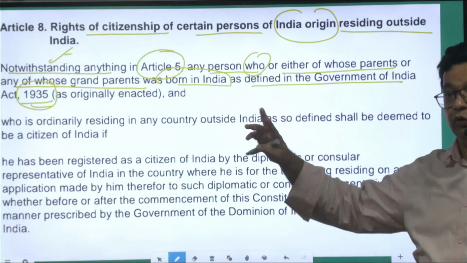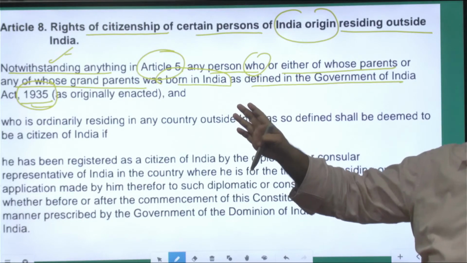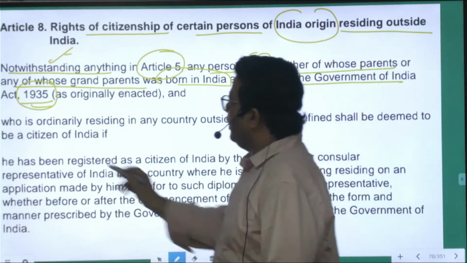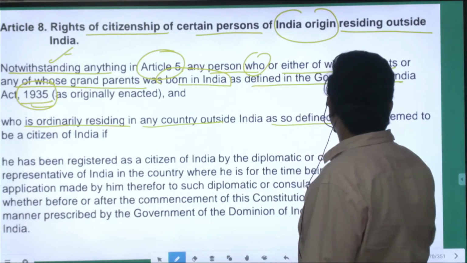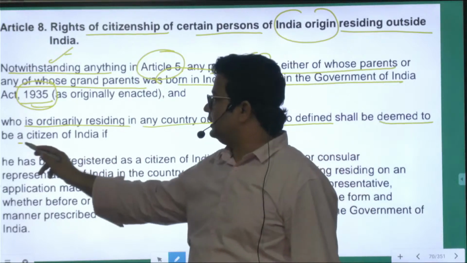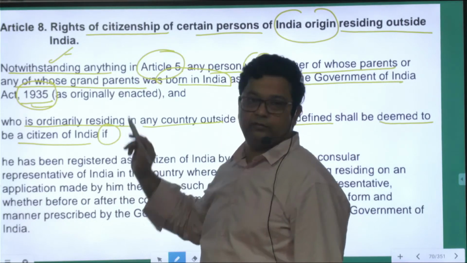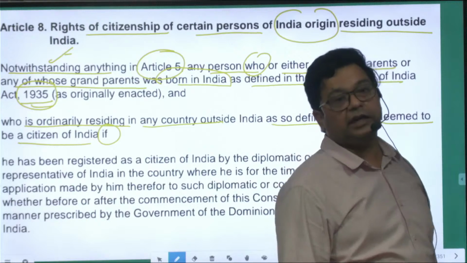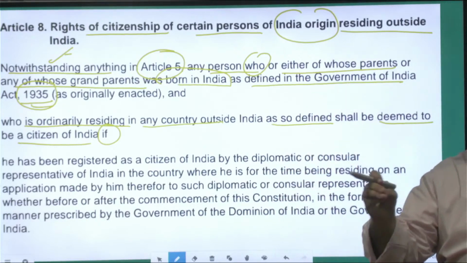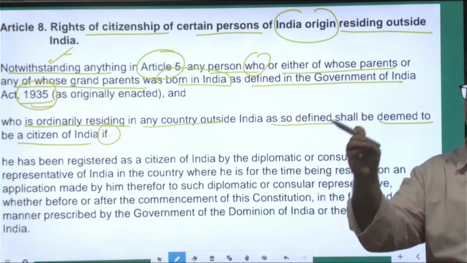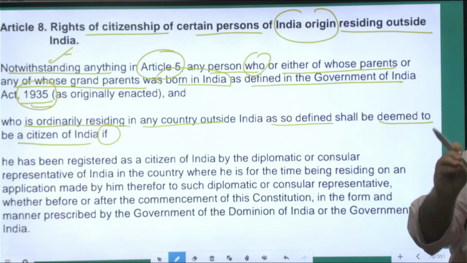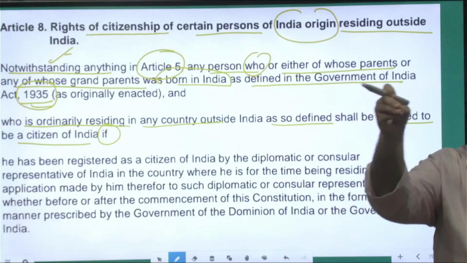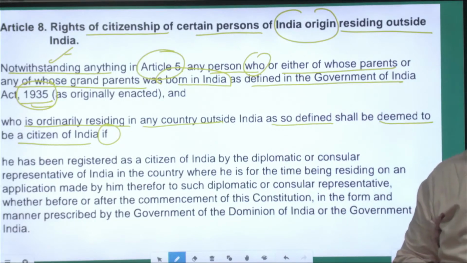Or he means both, he and she, who is ordinarily residing in any country outside India as so defined, shall be deemed to be a citizen of India if... Now how can he be considered a citizen of India? If he registers with the Indian consulate in the country in which he has been residing. Do you understand the meaning of consulate?